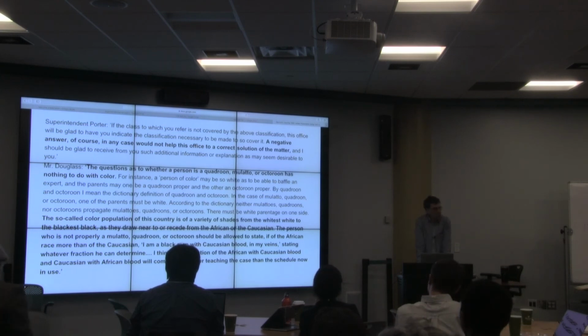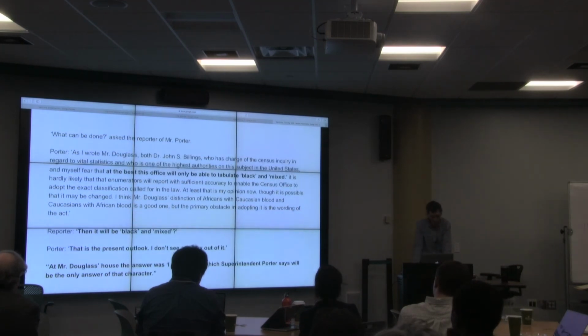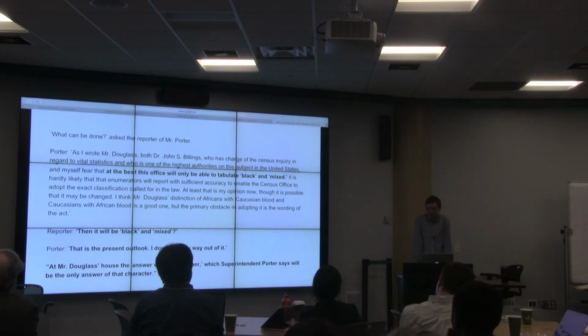So Douglas is really pushing back on data as a simplification of experience. He says, you've got these categories, they don't match up with who we are. We don't want to answer it in this way. And the response from Mr. Porter is, well, this is the only way we can count. We have to use these categories. And the reporter says, so it will be black or mixed? And Porter says, I don't see any way out of it. And they went back to Douglas's house, and his answer was, I am neither. And Superintendent Porter says, well, that's the only answer of that character. He defines him as an outlier and says, you're not going to count.